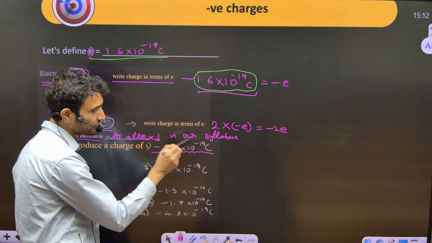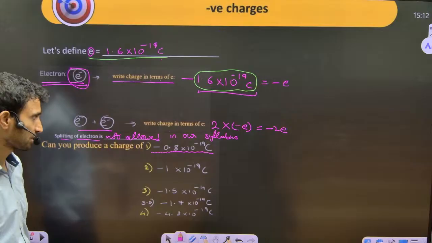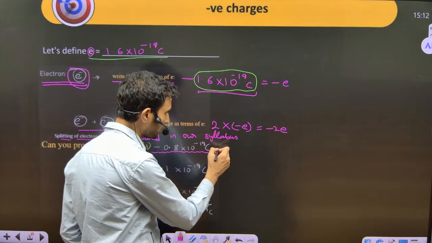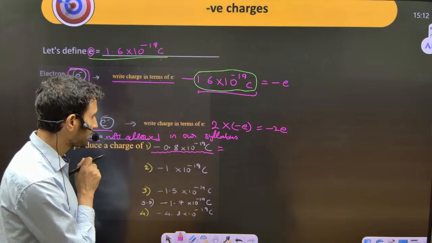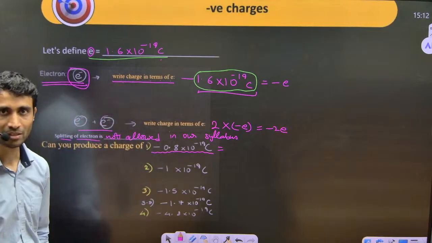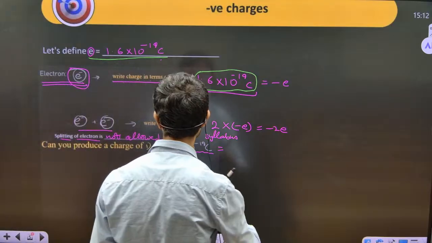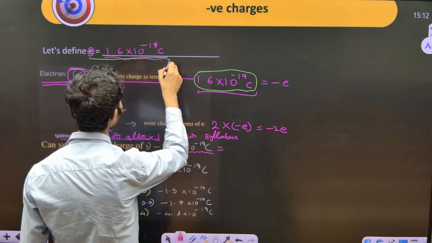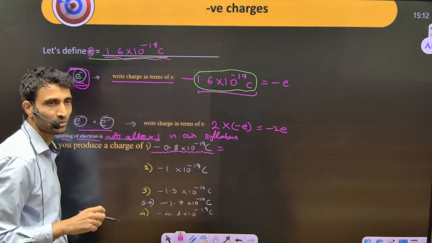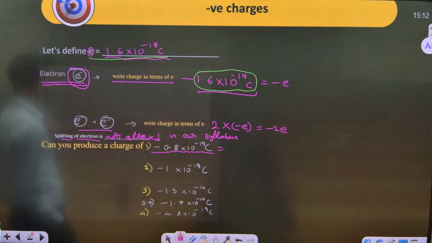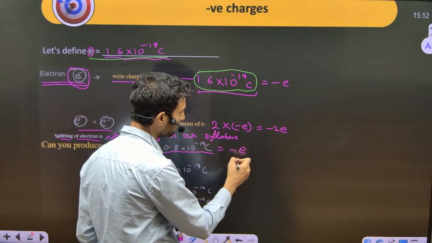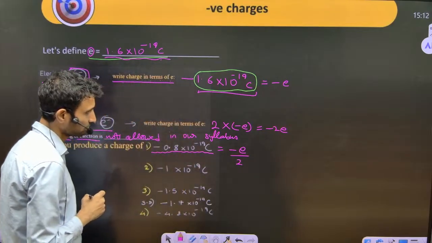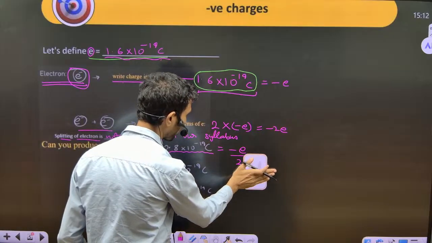minus 0.8 into 10 to the minus 19 coulomb? Is it possible to produce this? In terms of e, what is this equal to? Since I already said that e is this value, in terms of e, what is 0.8 into 10 to the minus 19 coulomb? You would see that this is nothing but negative of e by 2. Why negative? I'll explain how I got this.